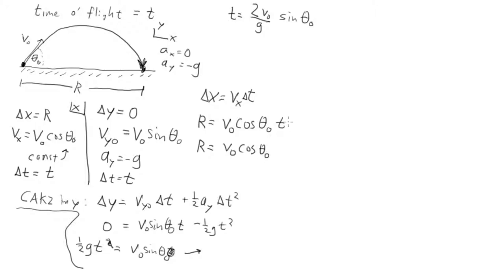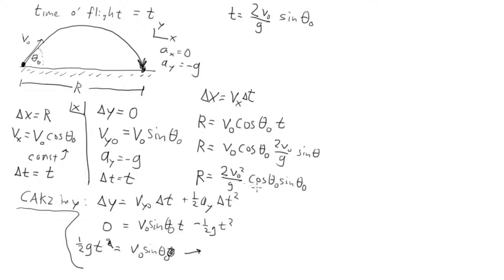V naught cos theta naught. And then for t here, we're going to plug in 2 v naught over g times sine theta, okay? And then finally what we're going to get is r equals 2 v naught squared over g, and then this is going to be cosine theta naught sine theta naught.